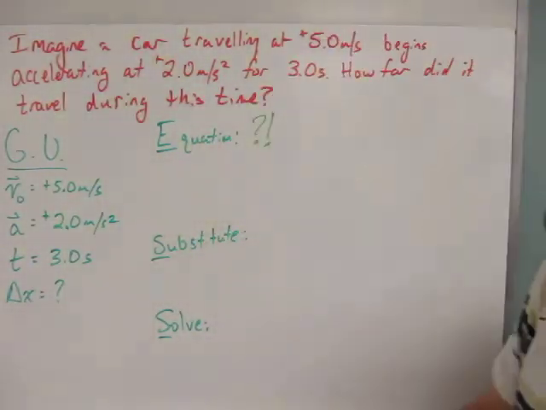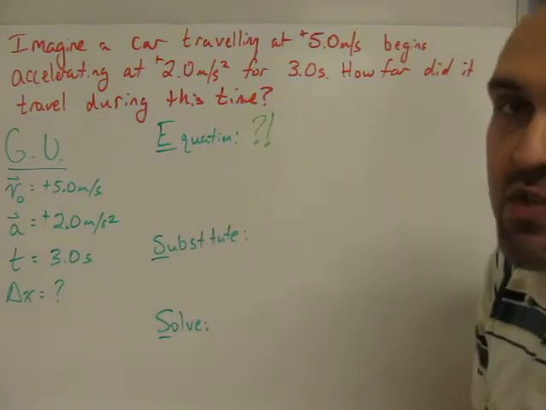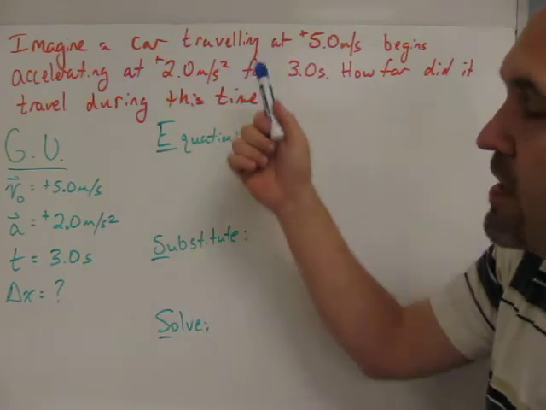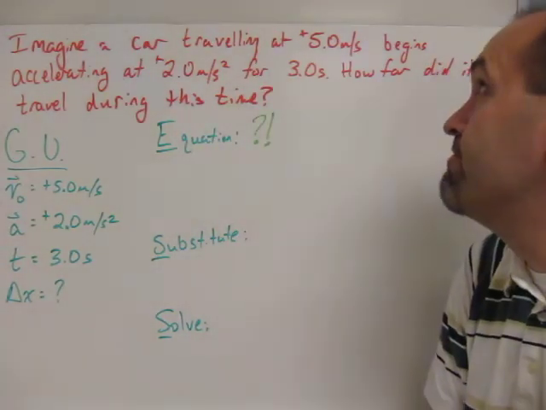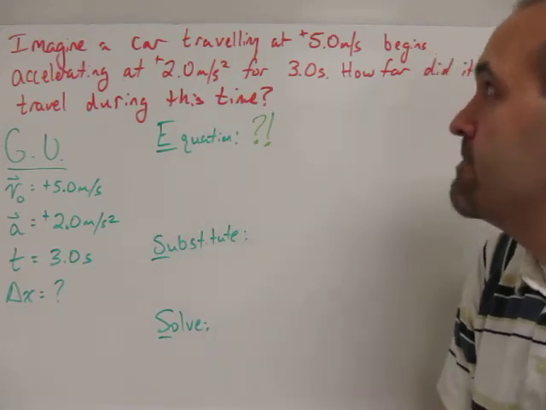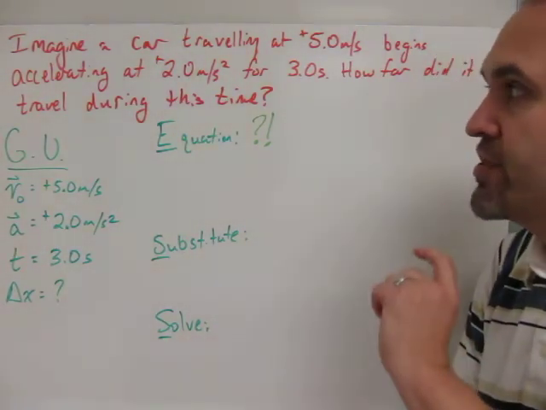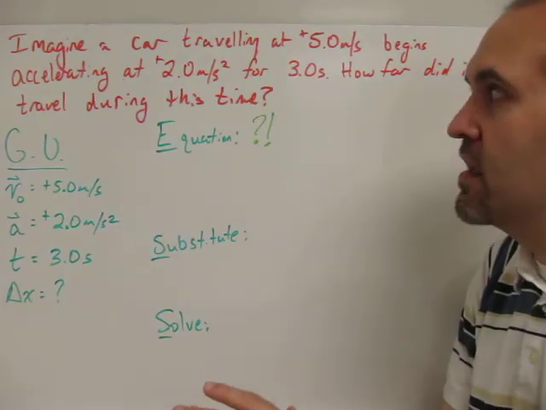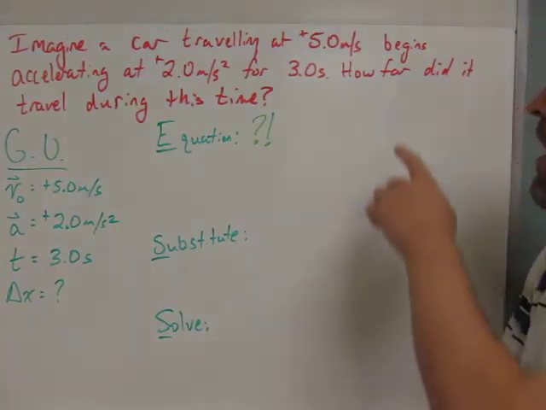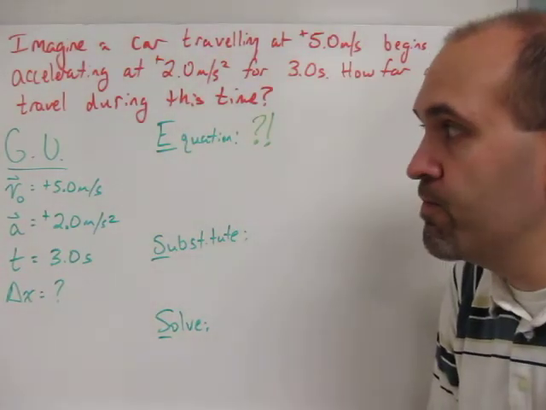So in the second power tool that we're going to derive, imagine a situation like this. We have a car, and it's traveling at 5 meters per second. It begins accelerating at 2 meters per second squared, and it does so for 3 seconds. So it's already traveling at 5 meters per second, then it accelerates for 3 seconds. How far did the car travel during that time interval?